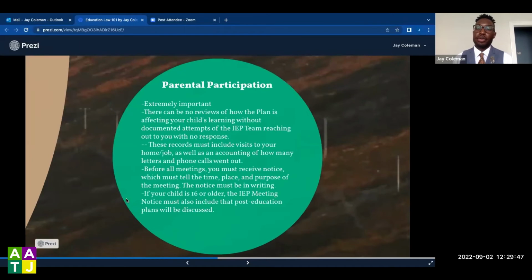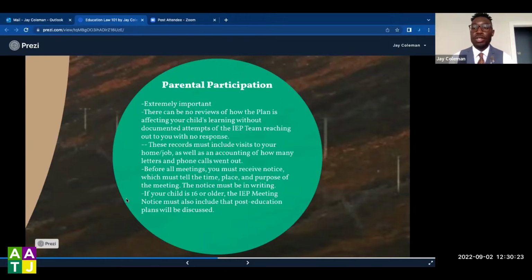Okay. Parental participation. I have dedicated a whole slide to it because that's just how important it is. It is extremely important to the point where once the IEP or the 504 plan are written, if the parent does not come to the meetings, a lot of times the meetings cannot be had because the parent has to be there. We need the insight of the parent. We need to know from your view, is this plan working? There can be no reviews of how the plan is affecting your child's learning without documented attempts of the IEP team reaching out to you and there's no response.